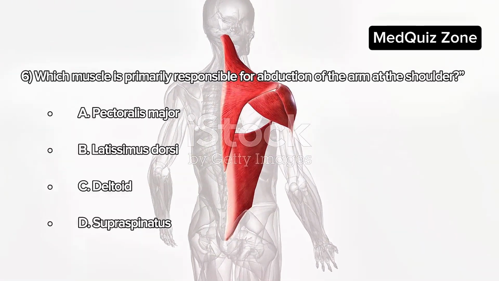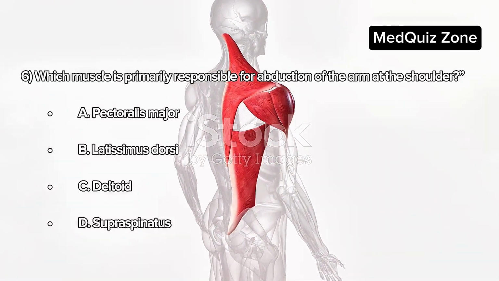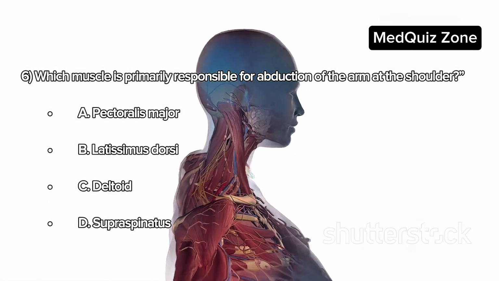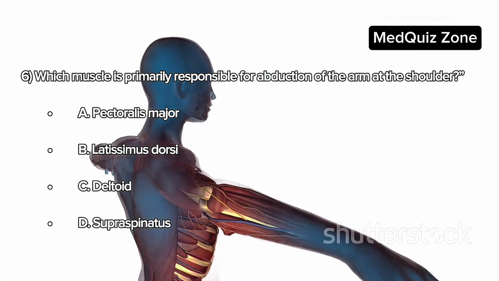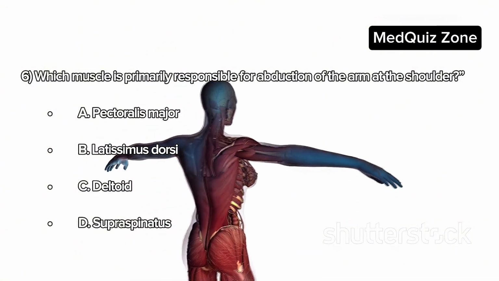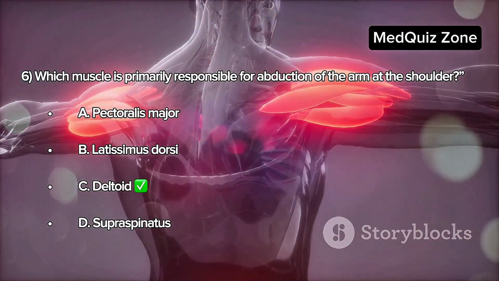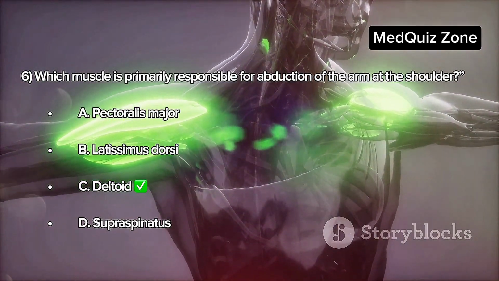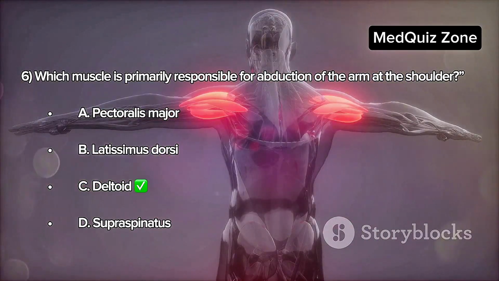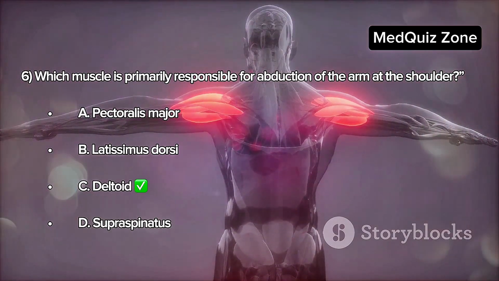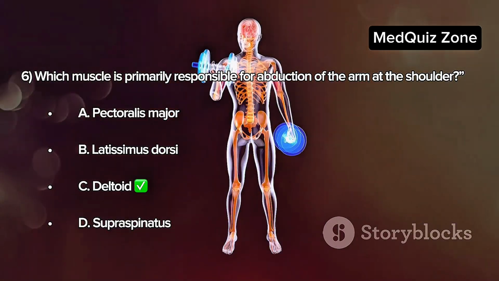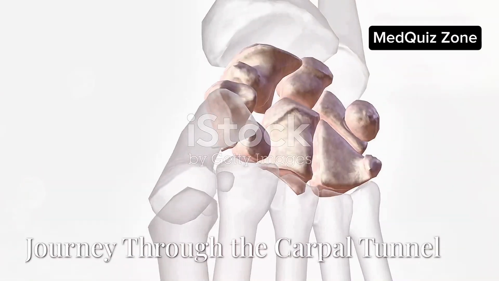Question 6. Which muscle is primarily responsible for abduction of the arm at the shoulder? Your options are A, the pectoralis major, B, the latissimus dorsi, C, the deltoid, or D, the supraspinatus. The correct answer here is C, the deltoid muscle. Specifically, the middle fibers of the deltoid are the prime movers for arm abduction. The pectoralis major is a powerful adductor and flexor of the arm, so if you're raising your hand in class, you're giving your deltoid a good workout.